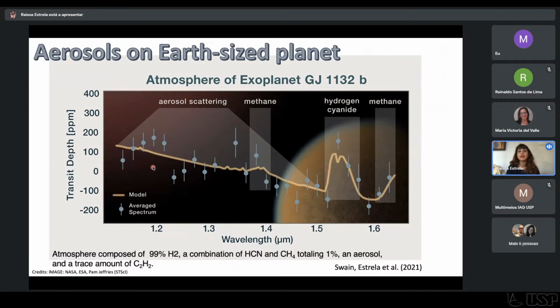And then what we see is that the atmosphere is composed, our atmospheric retrieval model, to interpret this transmission spectra indicates that this planet is composed of mainly hydrogen, with a combination of hydrogen cyanide, you can see here, some methane, and also aerosol, which is given by this aerosol scattering. So this atmosphere is composed basically by very light molecules. So it's a very light, puffy atmosphere, so it's easy to detect.